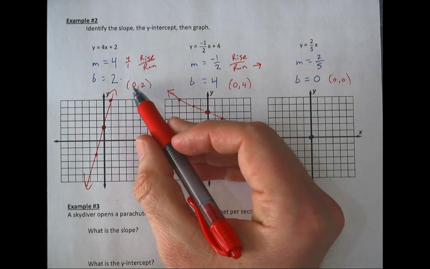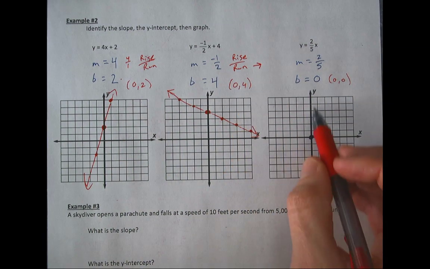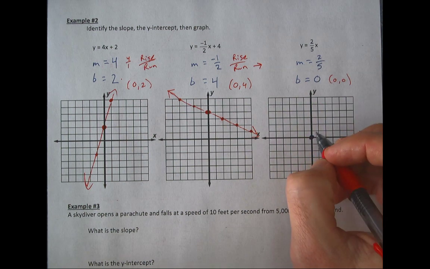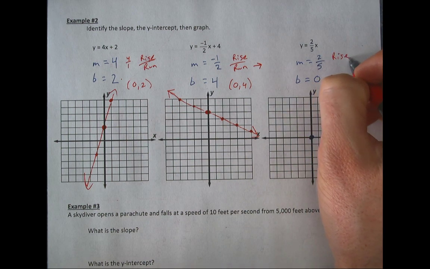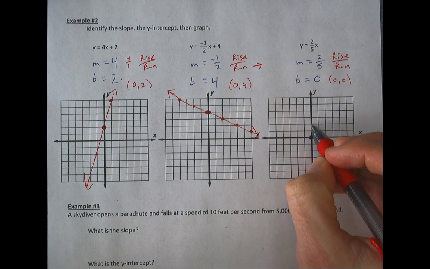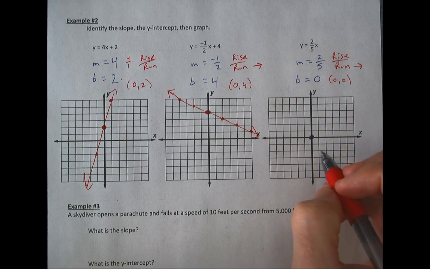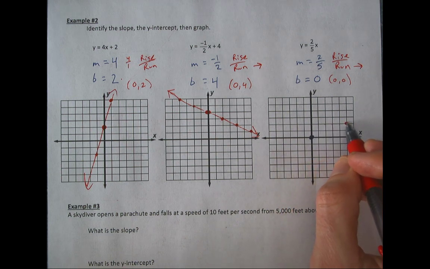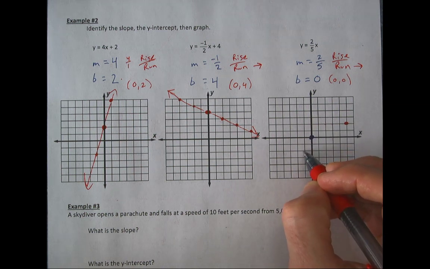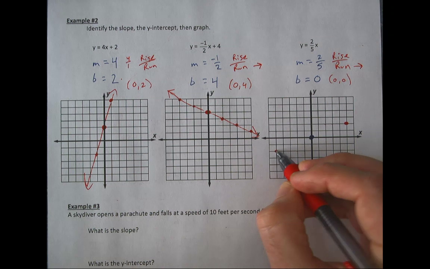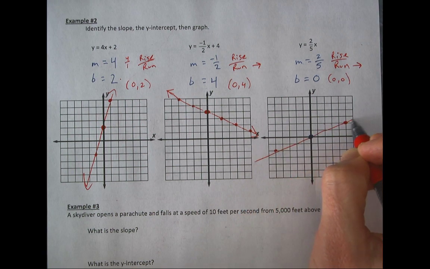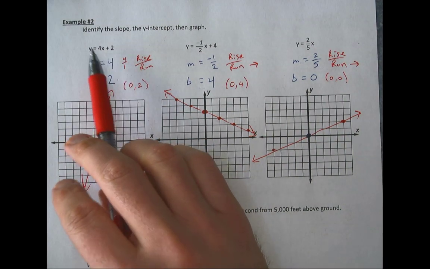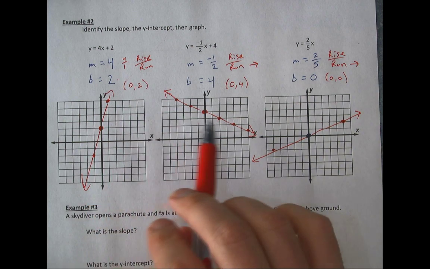Notice the y-intercept always has an x value of 0 because that's where it's hitting the y-axis. We're going to use the slope now and go up to over 5. Rise, run, up to, and the run is always to the right, up to over 5. Going the other way, down to over 5. And there's my line. So if you have the equation given to you in y = form, very easy to put it on the graph.